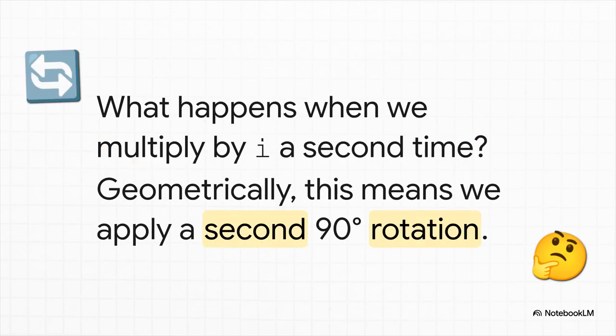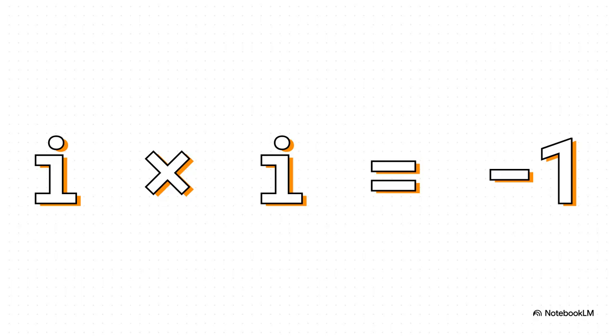Now for the million-dollar question. What happens if we multiply by i a second time? What is i times i? Geometrically, this just means we do that 90-degree rotation all over again. And what happens when you do a 90-degree rotation and then another 90-degree rotation? You've just done a 180-degree rotation. And where does that land us? Right here, squarely on the number -1. So the geometry forces the issue. i times i has to equal -1.